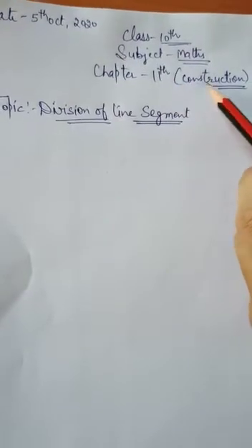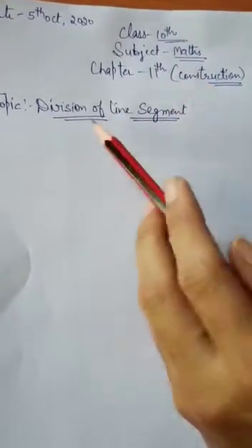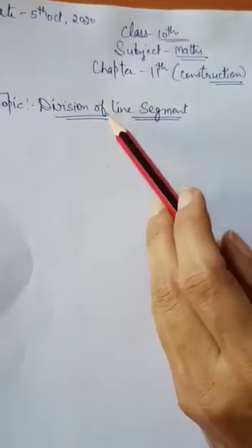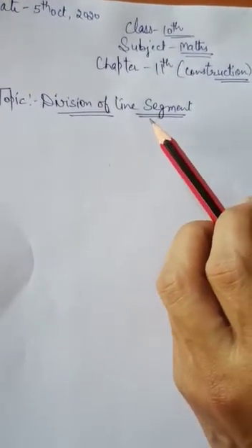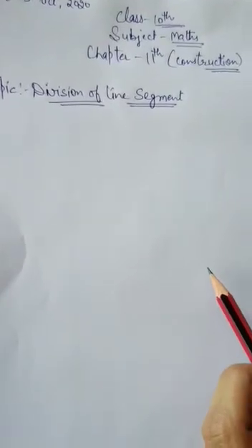Today we will start the class 10th maths 11th chapter, that is construction. The topic is division of a line segment. To start this topic, firstly we will discuss how to construct a line parallel to another line with the help of a compass.